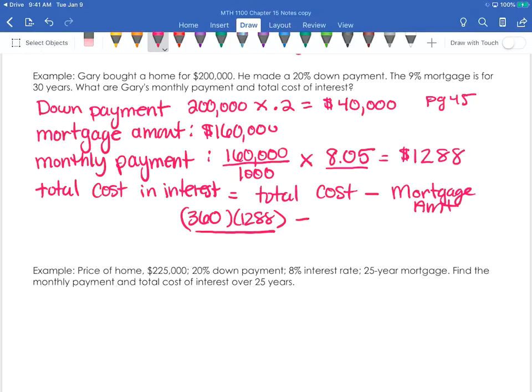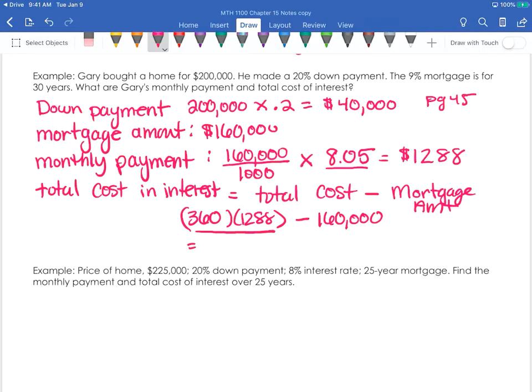Then if I subtract off the mortgage amount, which is $160,000, that will give me how much I've paid in interest over the entire term of the mortgage. Now, I didn't subtract off $200,000, even though that was the cost of the home, because remember, he already put $40,000 down. So that has been excluded from our calculations.